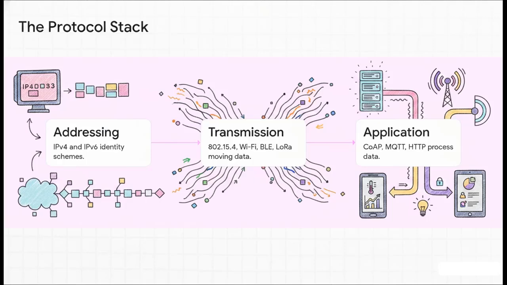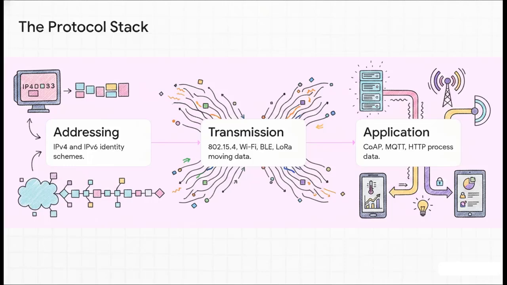Step one is the addressing scheme. Whether it's the older IPv4 or the vast IPv6, every single node needs an identity. Step two is the data transmission layer. This is where those physical protocols we just learned about, like 802.15.4, Wi-Fi, BLE, LoRa, or even 5G, actually move the data at their respective transfer rates, whether that's in kilobits, megabits, or gigabits per second.